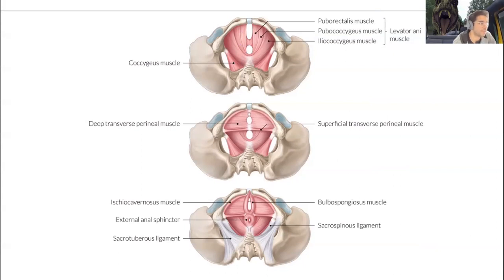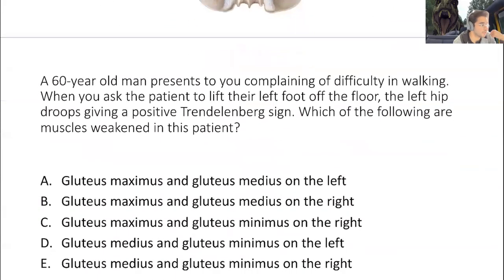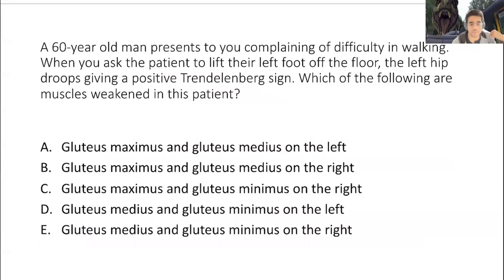That's why if it's a urinary incontinence, then it's going to be puborectalis. Pubococcygeus is fecal incontinence, okay? Just a bit of tidbit from yours truly. Okay, let's do this one.